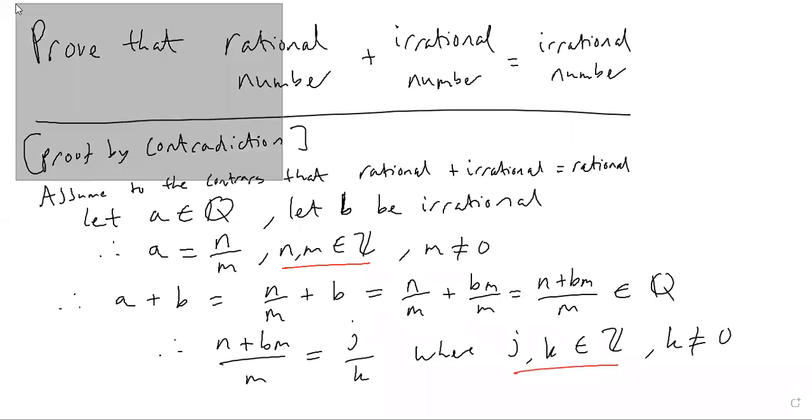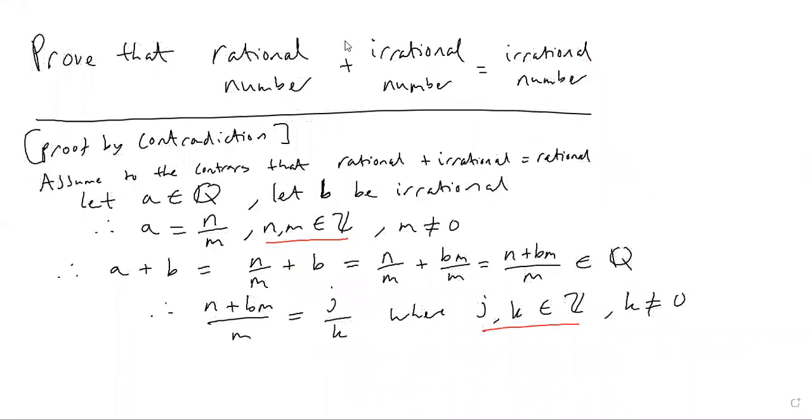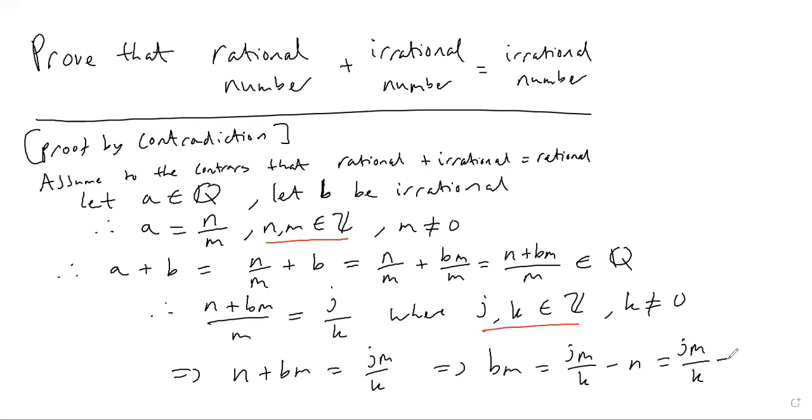So what I'm going to do now is rearrange this equation and make B the subject of the formula, because B is the irrational number. Multiplying both sides by M, we get N plus BM is equal to JM over K. I'm then going to take away N from both sides. So I get BM is equal to JM over K, subtract N. I'm going to get a common denominator of K again. So JM over K, take away NK over K.